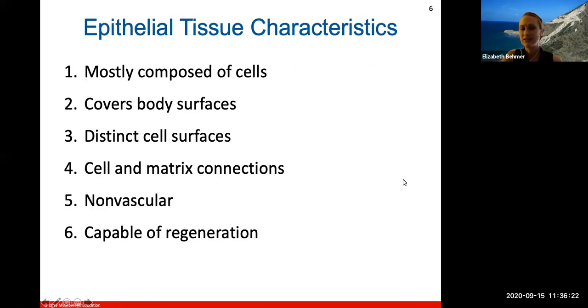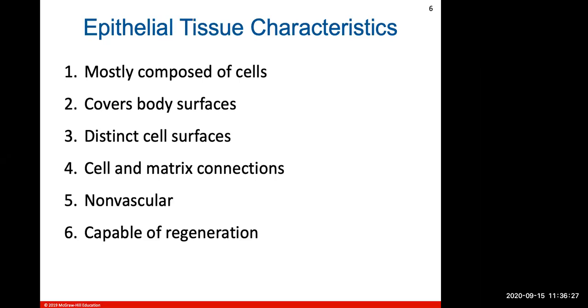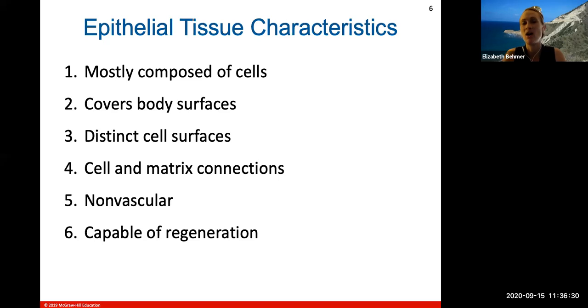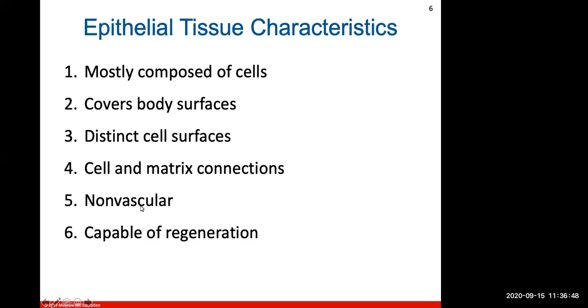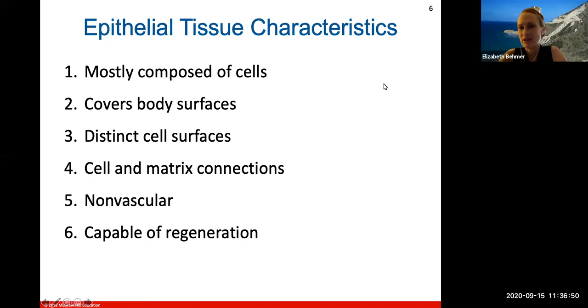Here are characteristics of epithelial tissue. It's composed of all cells, so not a lot of extra stuff is in epithelial tissue. It's mainly all cells. It covers body surfaces. There are distinct cell surfaces. There are cell and matrix connections, meaning your cells are connected together. What does non-vascular mean? No blood flow. No blood, yeah. Good, no blood vessels. So no blood goes through this, and it's capable of regenerating, meaning the cells can reproduce and form more cells.